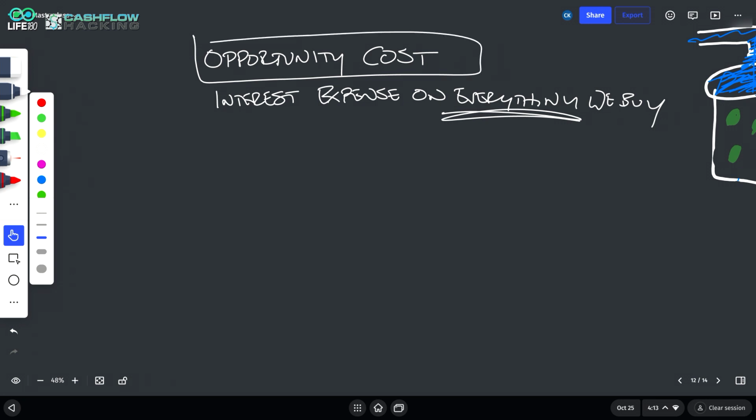So a lot of people are going to say, all right, Chris, that's not fair. I pay cash. That's why I pay cash, because I don't want to have an opportunity cost. I don't want to have an interest expense. Well, there's actually an opportunity cost when you pay cash. So there is an interest expense. Why? Because if you spend cash, you're no longer earning interest.